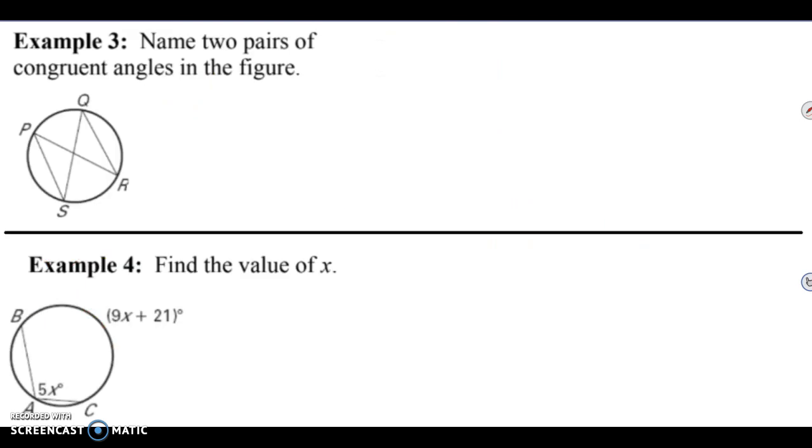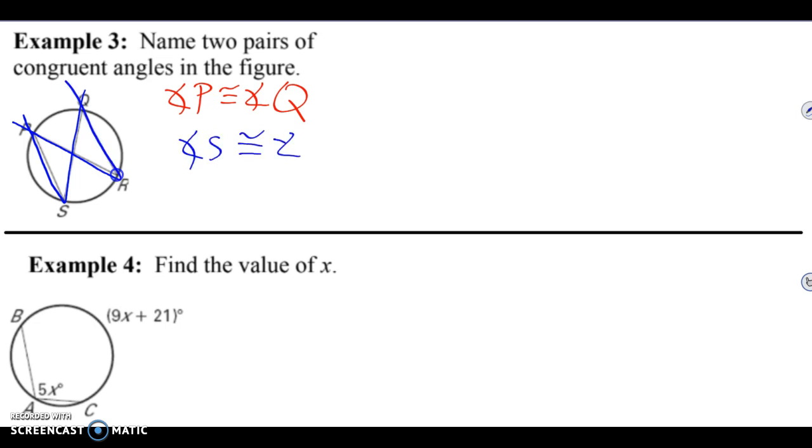Name two pairs of congruent angles in the figure. All right, so I'm going to look at arc RS to start. That arc is being intercepted by angle P, and it's being intercepted by angle Q. These two angles are intersecting the same arc, so they got to be congruent. And we can do the same thing with the other two, angle S and angle R. There's angle S, it intercepts arc PQ. Angle R intercepts the same arc. So angle S is congruent to angle R.